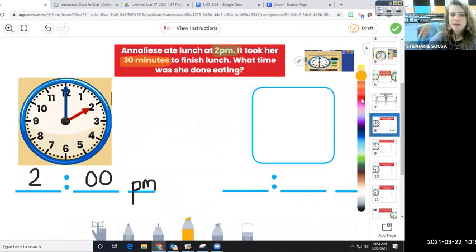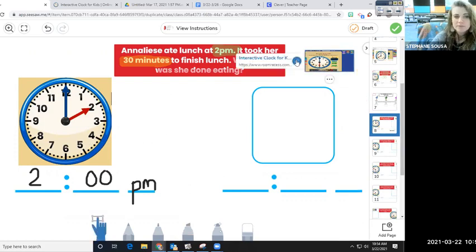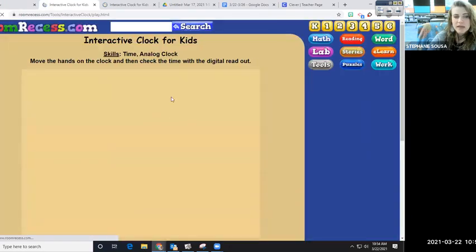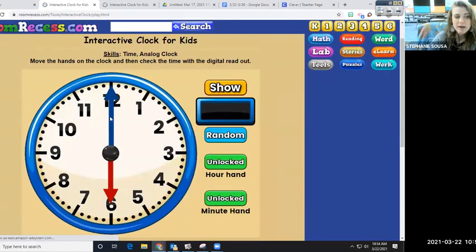Our question is asking for the stop time. What time was it when she was done eating? Okay, what time was she done eating? So we know that lunch happens in the afternoon, so it's 2 p.m. Her lunch is going to take her 30 minutes. So let's hop over to our clock and let's make our clock say 2 p.m., okay?